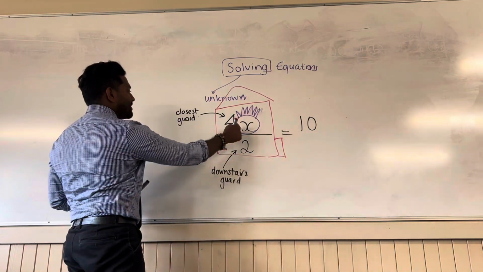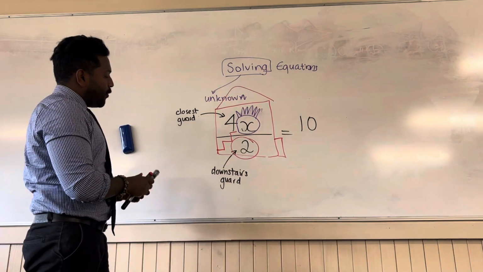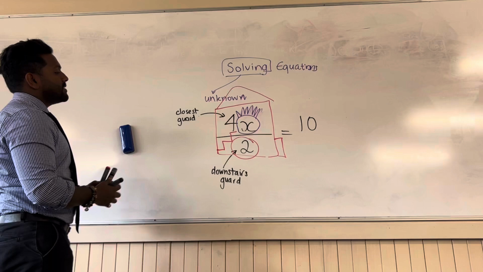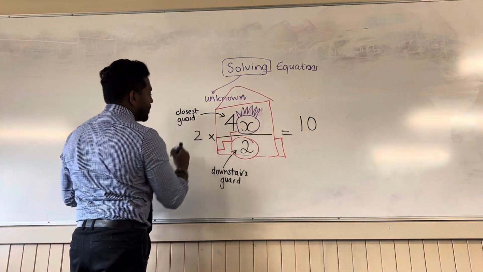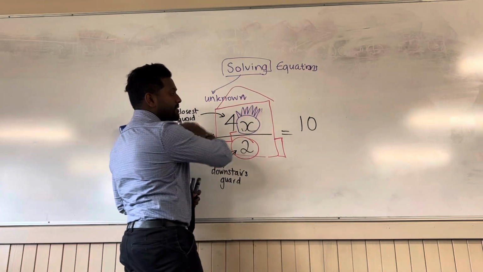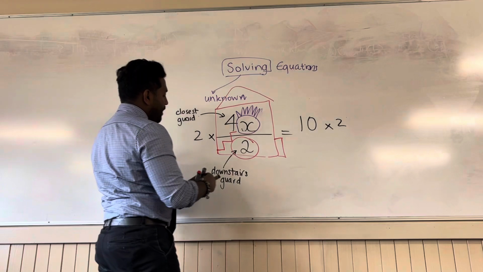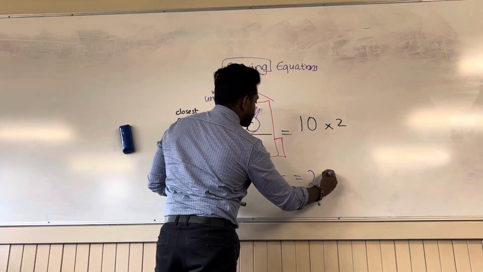So in order to get to this x, we need to meet this guard first. In order to bring this guard onto the other side, you do the opposite. What's the opposite of divide by 2? The opposite of divide by 2 is times 2. When we do times 2 on this side, we also need times 2 on this side. Okay, so now we are left with 4x is equal to 20.